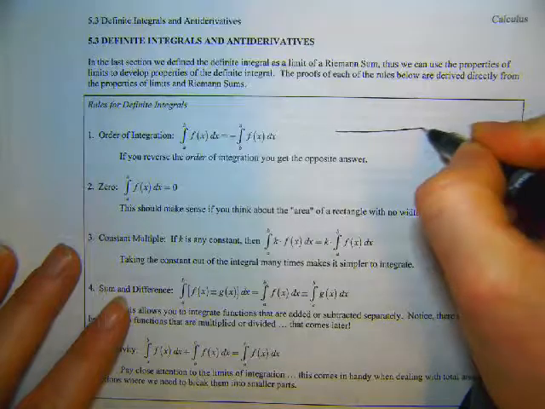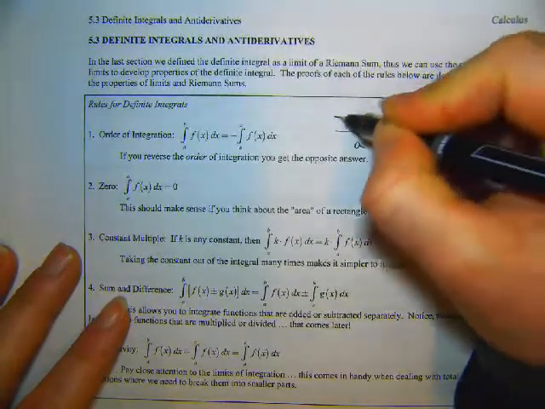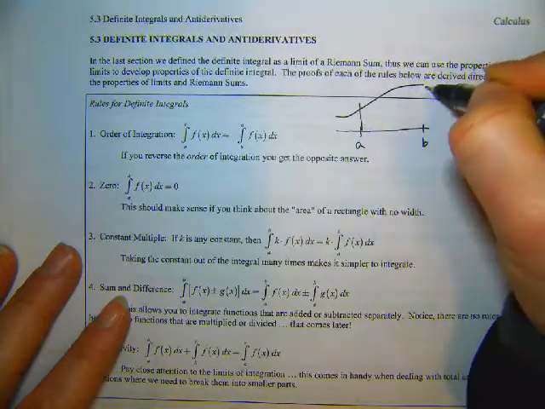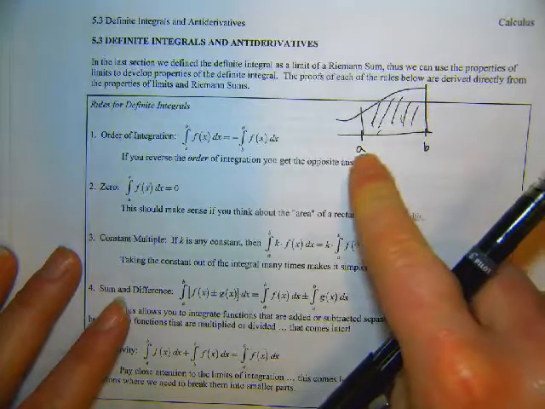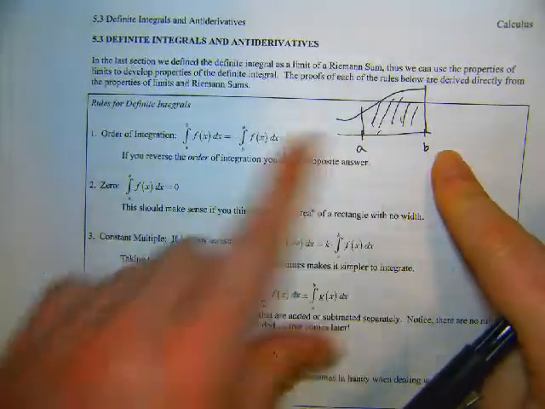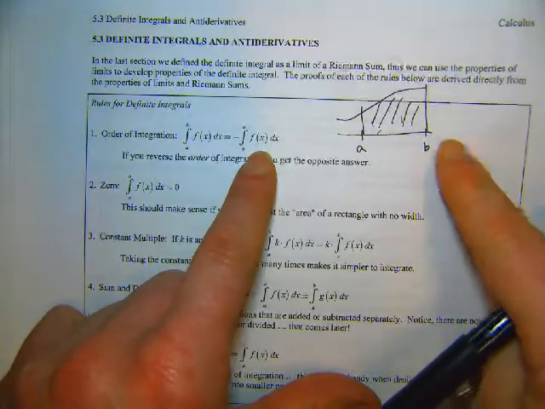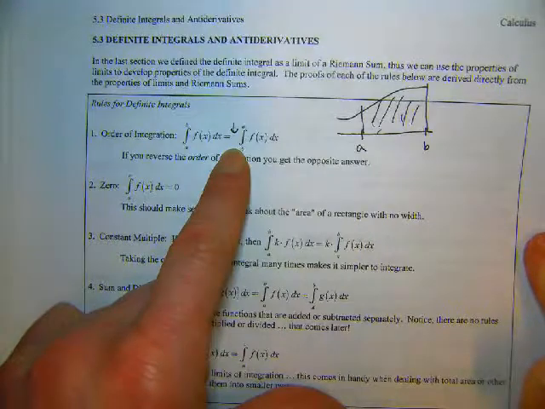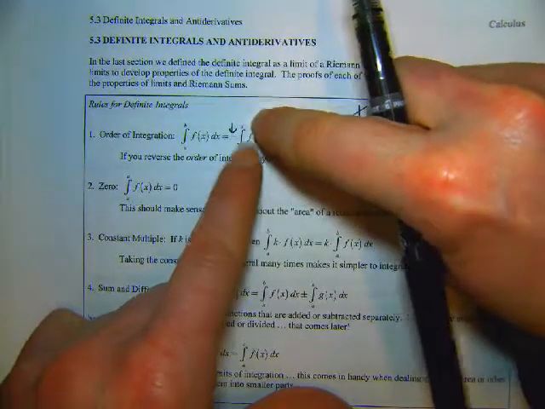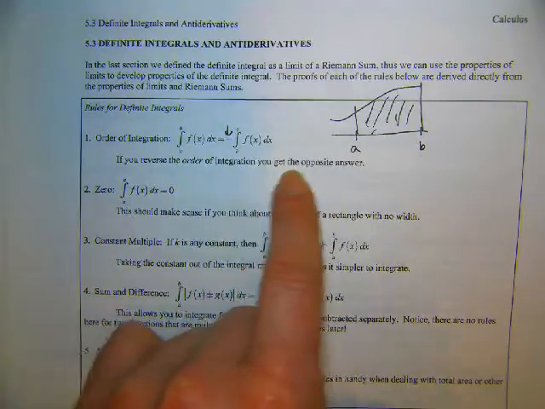So if I had A over here to B and I had some kind of a curve, okay, if I say to go from A to B, go forwards, think of it as area. If I ask you to go backwards, what that does is it makes the integral negative. I flip these endpoints around. So if you reverse the order of integration, you get the opposite answer.